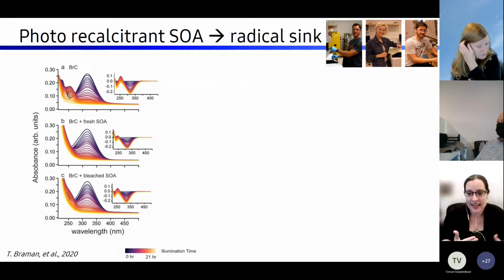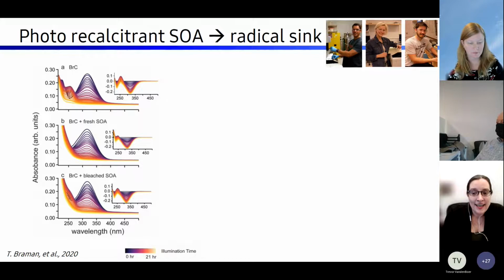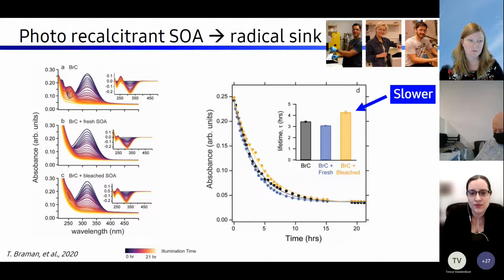And we can watch its decay as a function of time, in this case in bulk aqueous solution, so trying to represent cloud water. So we ran this with 4-nitrophenol, and then we mixed in some fresh secondary organic aerosol, and then we also mixed in some bleached secondary organic aerosol. And we intercompared between the rates that we see for these different samples.